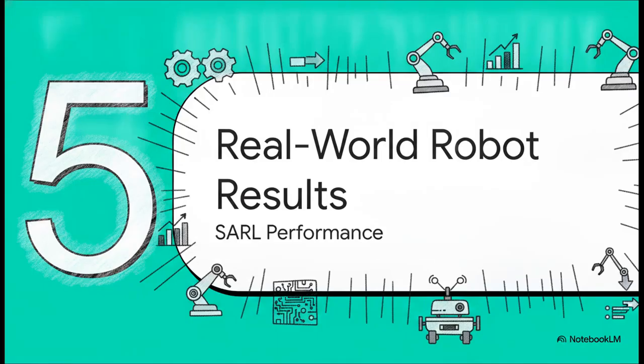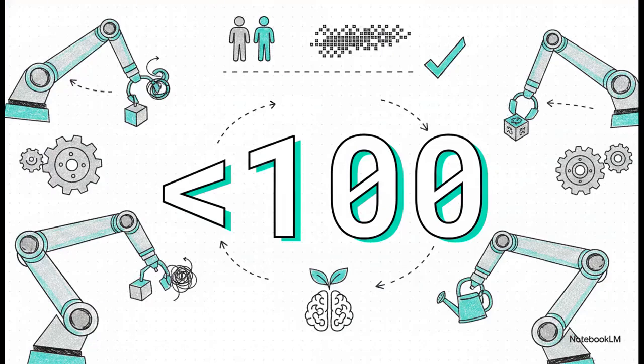Section 5. Real-world robot results. The sheer efficiency of SARL boils down to a remarkable number, less than 100. It takes fewer than 100 episodes of physical trial and error for the Widow X robot to adapt to complex, long-horizon real-world tasks. In the world of robotics, where training traditional models can sometimes take millions of simulated steps or thousands of human demonstrations, adapting dynamically in under 100 physical episodes is just staggeringly fast.